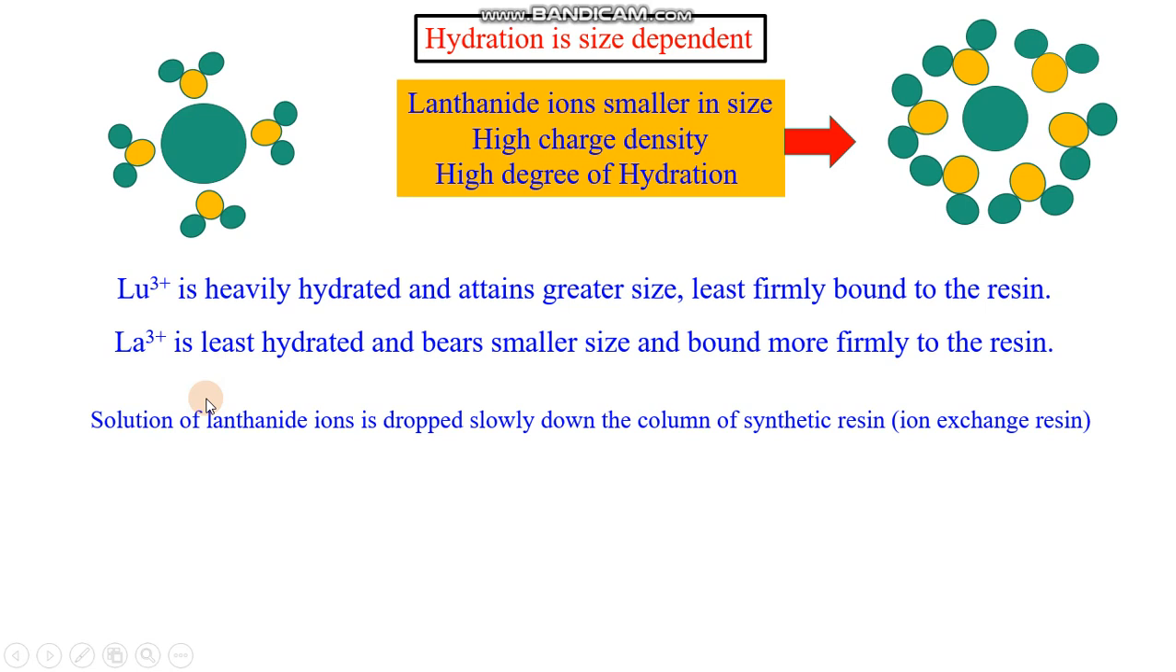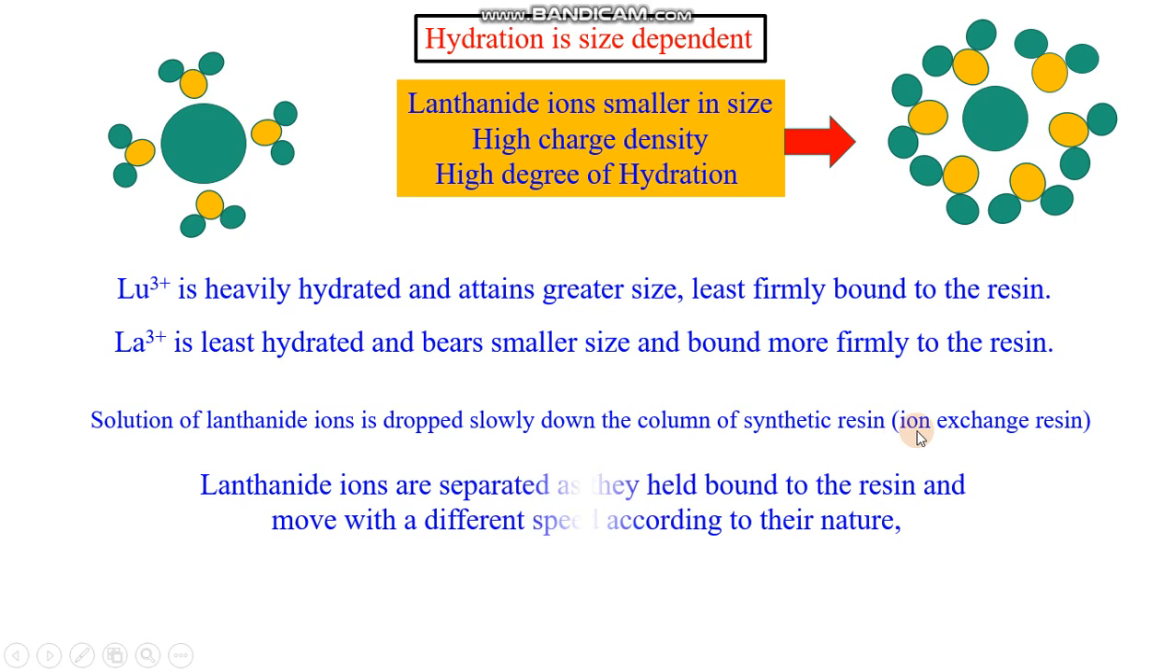Now, the solution of lanthanide is allowed to drop slowly down the column through the synthetic resin, and as I told you, the interaction between the resin and the lanthanide ion is accordingly created. So lanthanide ions are separated on the basis of their nature and on the basis of their size.